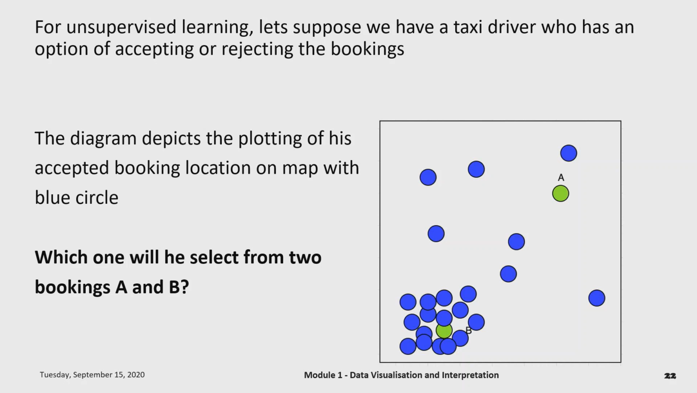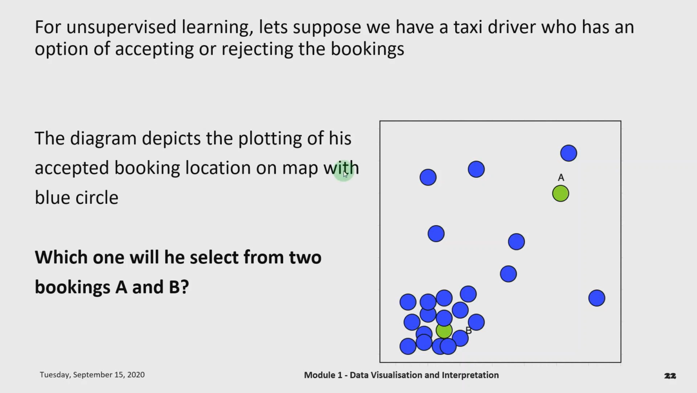So looking at the taxi driver's perspective, he'll be having the same application but with a different choice. Now suppose two persons at the same time are trying to ping that person. One person is from location A, one person is from location B. Now here the diagram depicts the plotting of his accepted booking locations on the map.